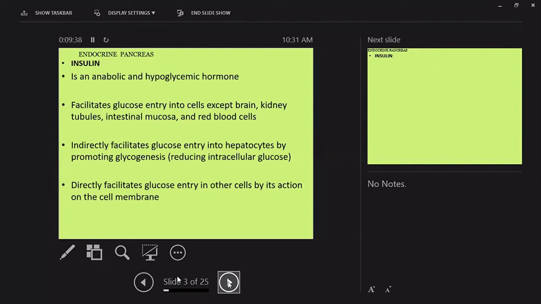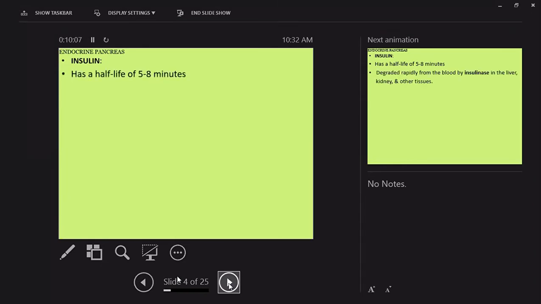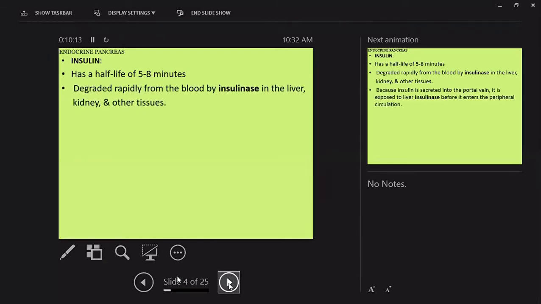And this insulin directly facilitates glucose entry in other cells by its action on the cell membrane. The receptor is found on the cell membrane, unlike the cortisol, where the receptor is found in the cytoplasm. Okay. Insulin has a half-life of 5 to 8 minutes only, degraded rapidly from the blood by the enzyme insulinase in the liver, kidney, and other tissues.